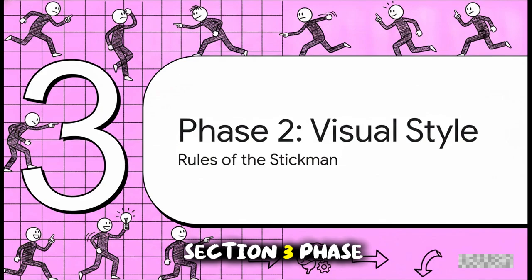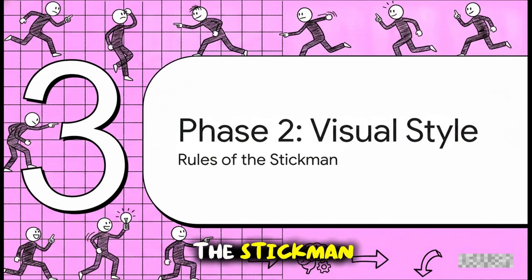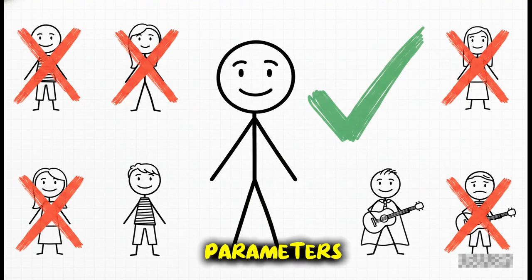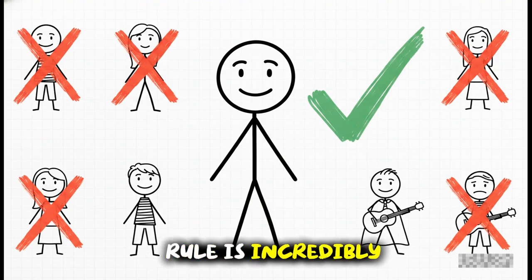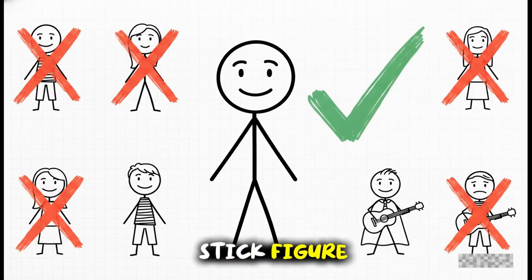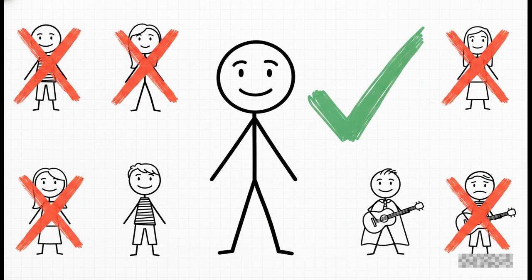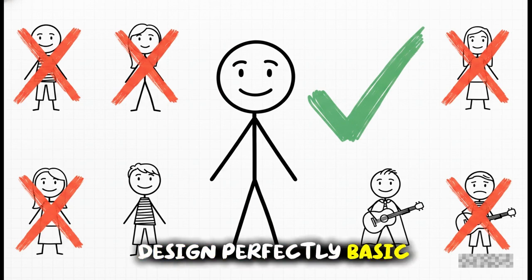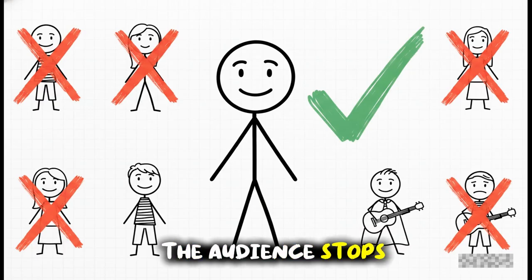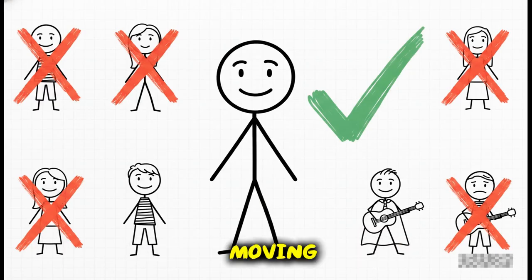Okay, section 3, phase 2, visual style, setting the rules of the Stickman. Here's where we establish the visual parameters, and the definitive rule is incredibly simple: never redesign the character. The instructions strictly mandate a minimalist stick figure, which, sure, sounds easy enough to draw, but keeping it totally consistent, that is the real trick. By keeping the design perfectly basic and unchanging, the audience stops analyzing what they're looking at, and they start actually feeling why the character is moving and reacting.